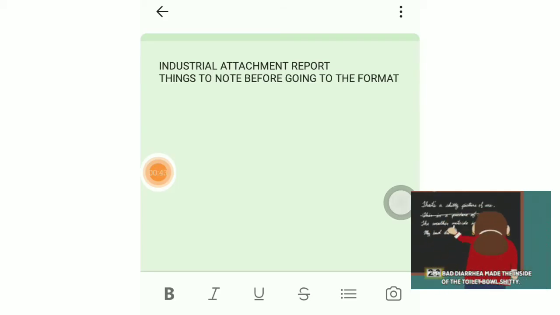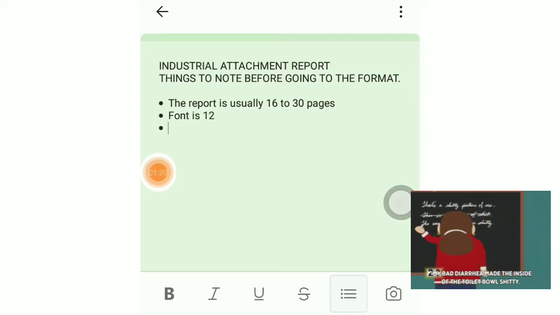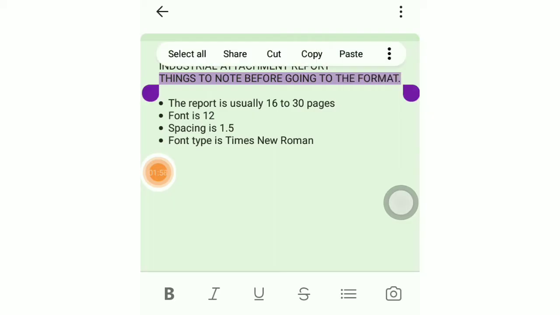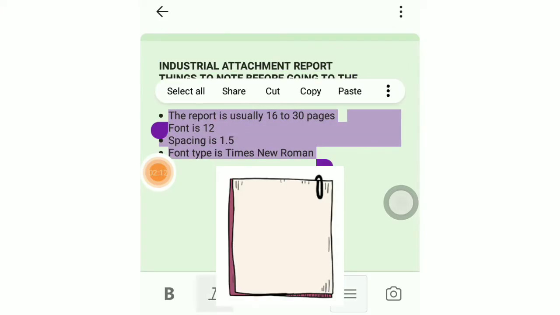Let's get started. Before we get into the format of the industrial attachment report, I want us to note a few important things. Number one is that our industrial attachment report has to be within 16 to 30 pages. It should not exceed 30 pages and it should not be less than 16 pages. And the second thing is that the font size has to be 12 and the font spacing has to be 1.5 and the type of font has to be Times New Roman. So these are very important things that we need to note as we prepare our industrial attachment report.